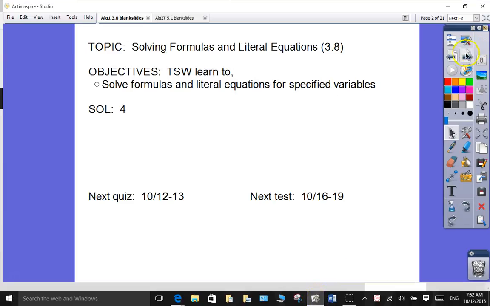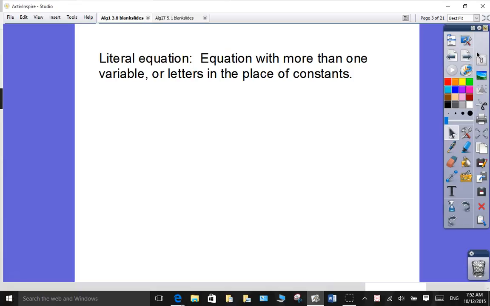Okay, so a literal equation means an equation with more than one variable, or letters in the place of constants. I mean, this may not actually clarify much, but I'll still show it. When we get to straight lines, we will get to y equals mx plus b. You've probably seen that.